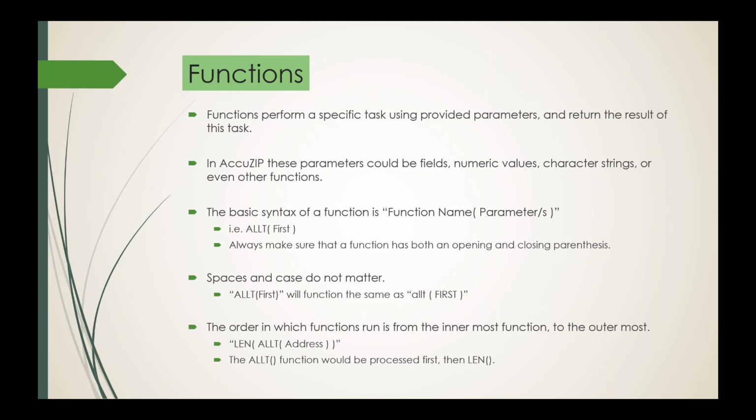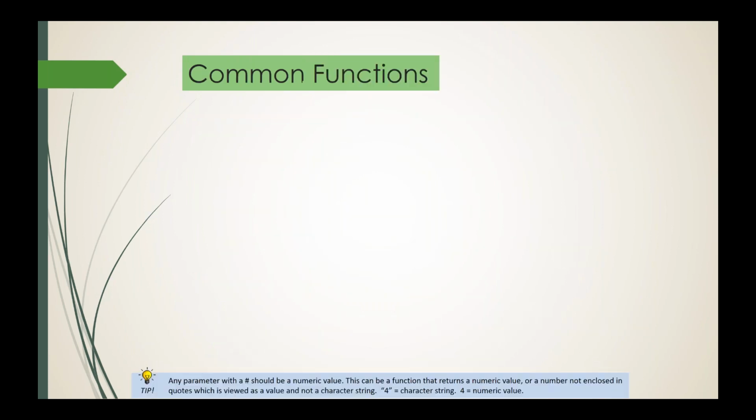And the order in which a function is going to be run, or the order of operations, is from the innermost function to the outermost function. So in the example below, we have len allTrim address. Now the allTrim function is the one inside. That function is going to be processed first, and then the len function is going to be processed. So just as in your regular mathematic order of operations, the innermost function processes first, and it moves outward from there.